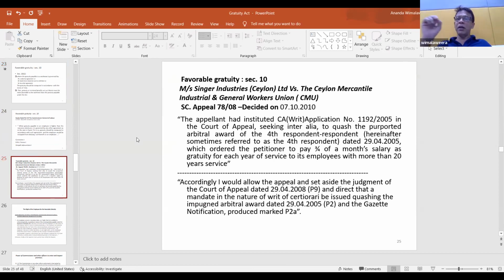Then why did the Supreme Court decide that it does not need to be paid? What is the point? Can anybody think about it? Nobody is speaking. Kavindya, do you have any idea?